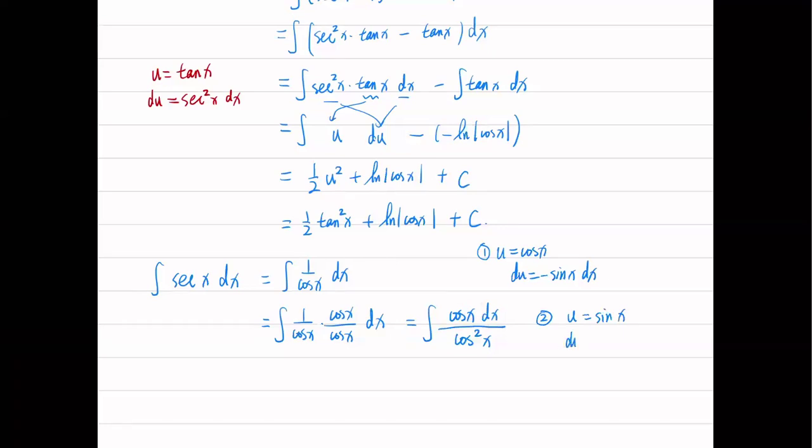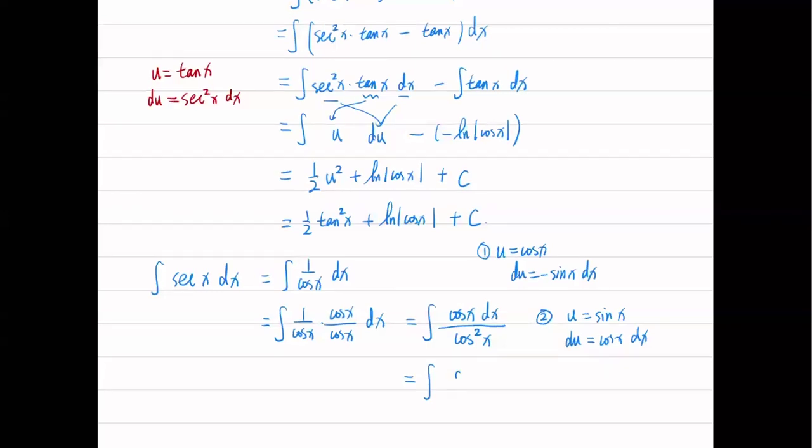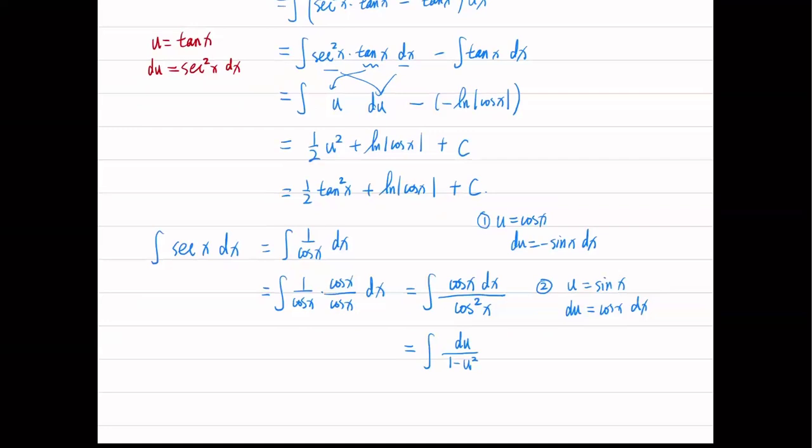Okay, what's the du? Cosine x dx. Okay, this time we are done with the numerator. What's the denominator? Could we represent this as a function of u? Okay, nice. Okay, substantial progress. Another difficulty. How do we integrate this? Do we have a formula for it?